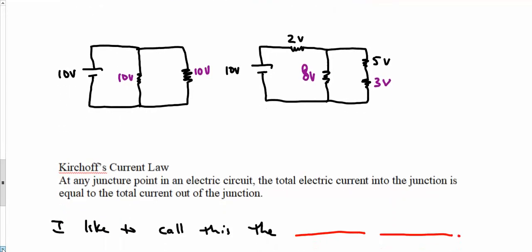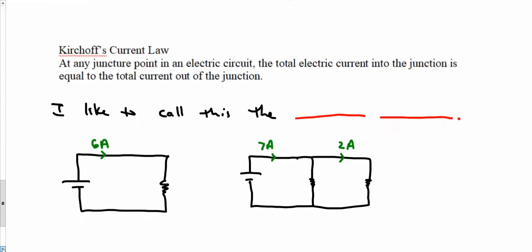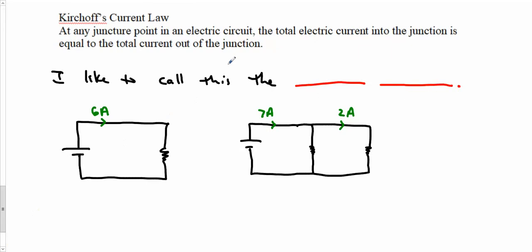There's also a Kirchhoff's law about current. At any junction point in an electric circuit, the total electric current into the junction is equal to the total current out of the junction. I call this the car rule. So I have 6 cars traveling down this wire. How many cars will travel down this wire? 6. Was there a turn? Can they go up? Can they go this way? No, there's only one road. It follows this path here. Every single point on this path will have a current of 6 amps.